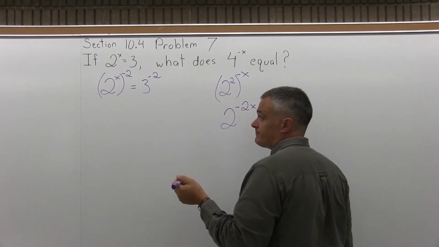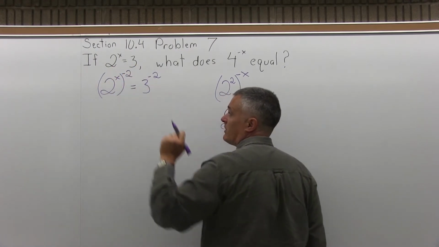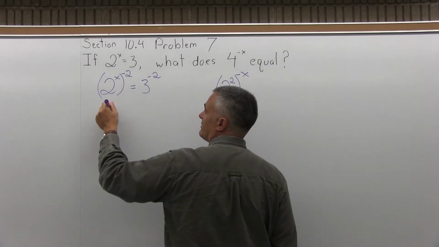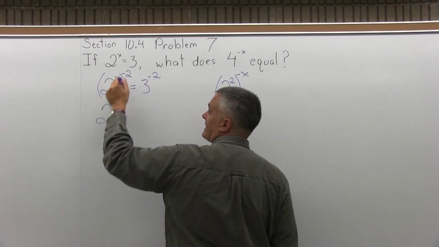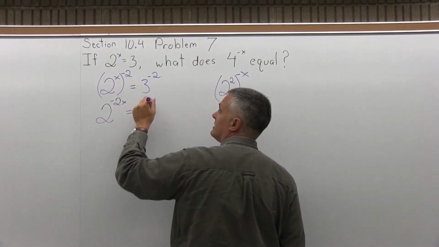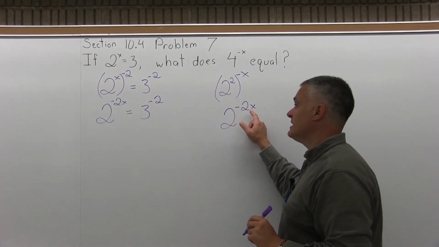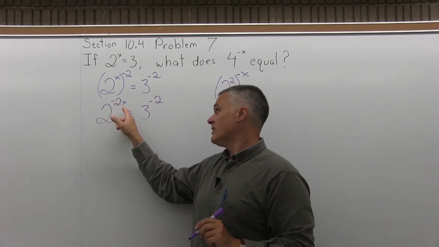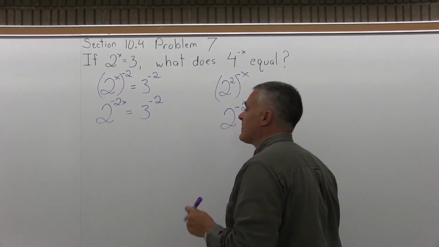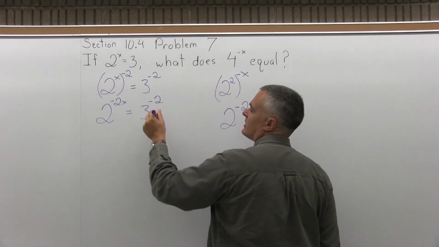And now, on the left side of that equation, 2 to the x power to the negative 2 power, I have a power to a power, so I multiply my exponents. So I have 2 to the x times negative 2 is negative 2x power, and that equals 3 to the negative 2 power. So I wanted to find what 2 to the negative 2x equals. Well, 2 to the negative 2x equals 3 to the negative 2 power. And the 3 to the negative 2, I can clean that up a little bit. That is the answer, but let's write it a little nicer.